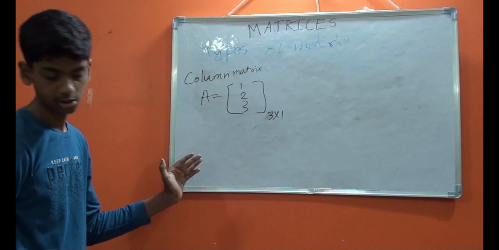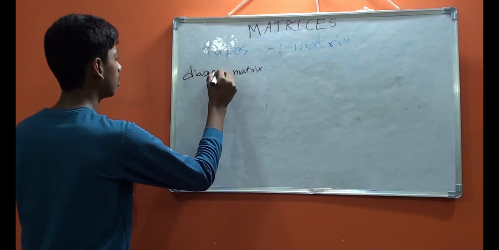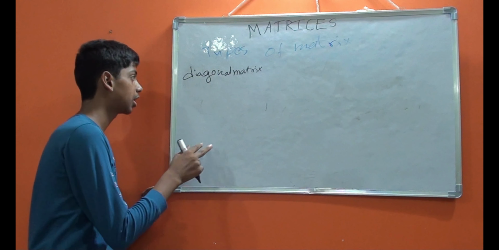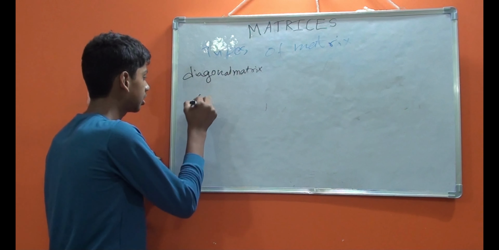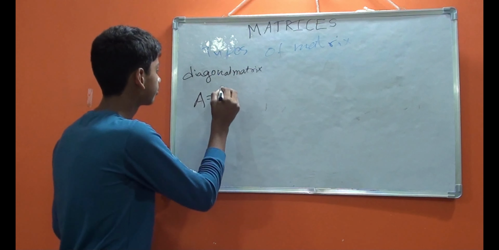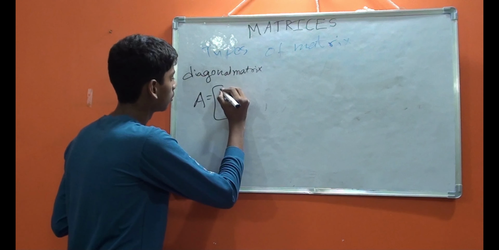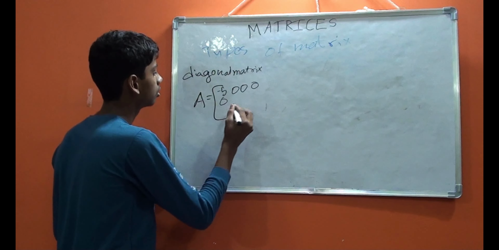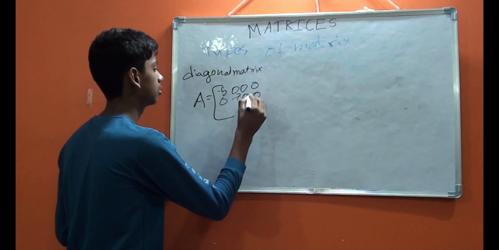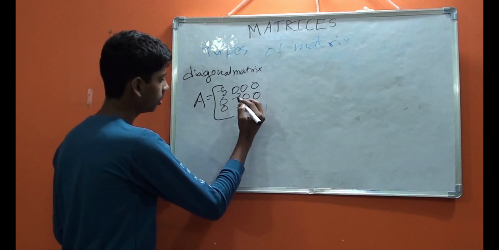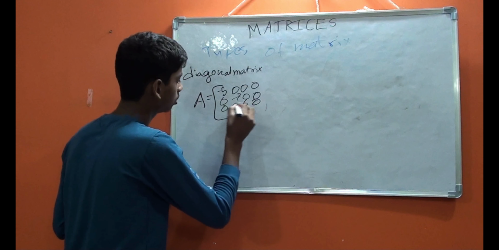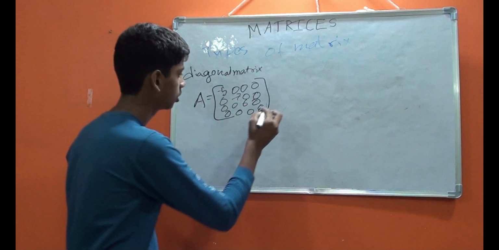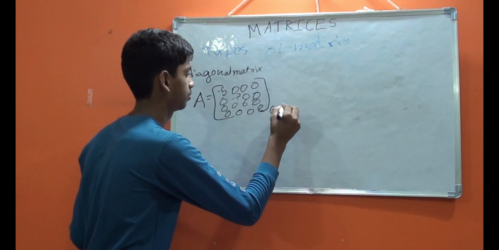So this is a column matrix. Diagonal. So now let's learn about diagonal matrix. What is a diagonal matrix? So now let's take matrix A equals -5, 0, 0, 0, 0, -7, 0, 0, 0, 9, 0, 6, 0, 0, 0, 0, 8. So its order is 4 into 4.